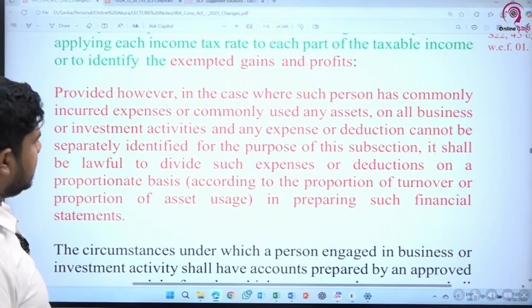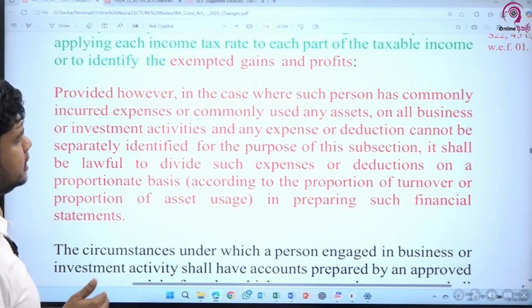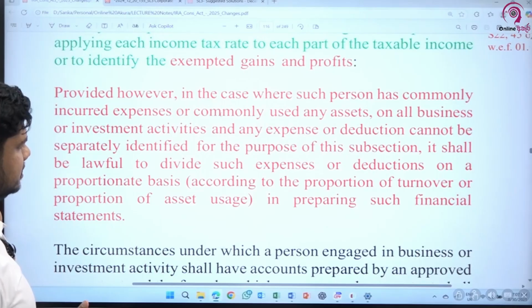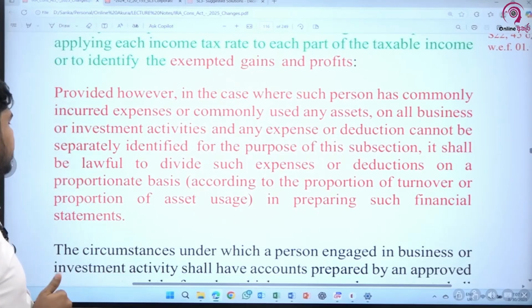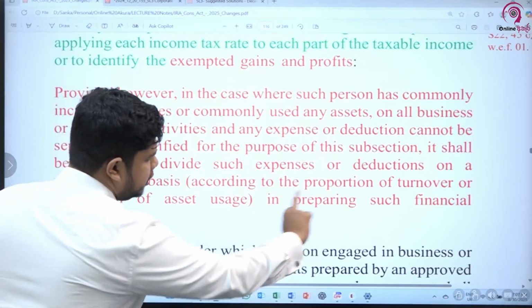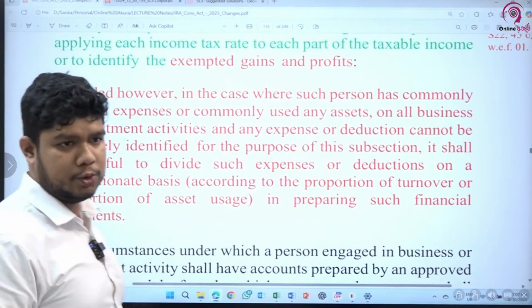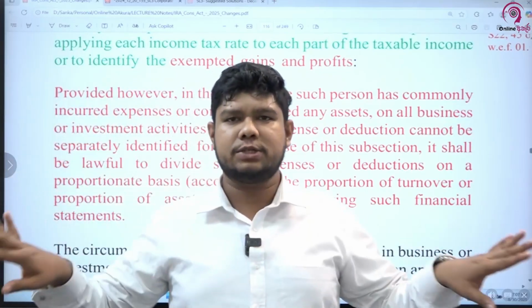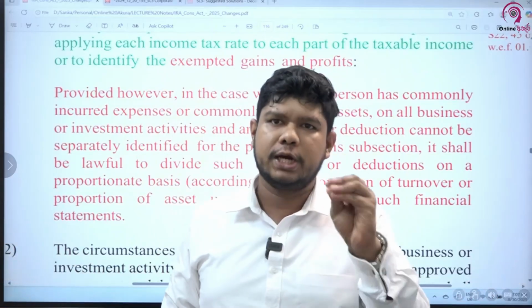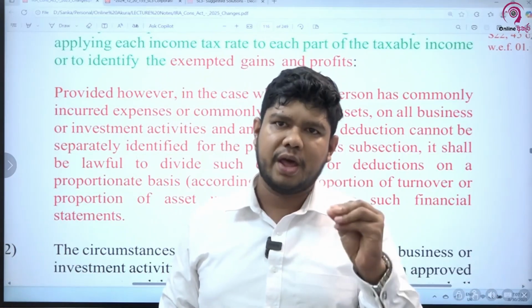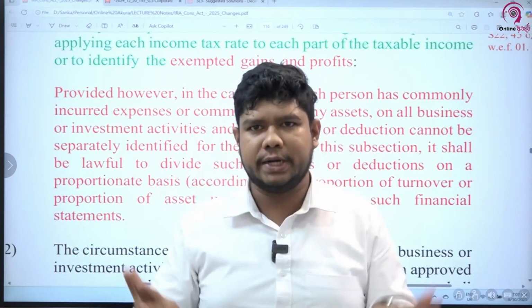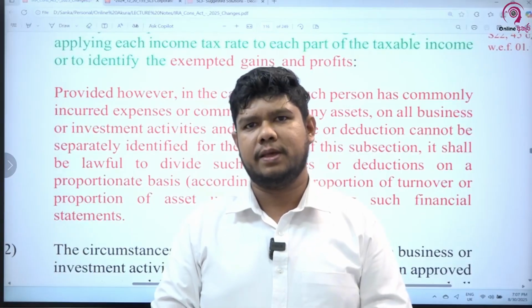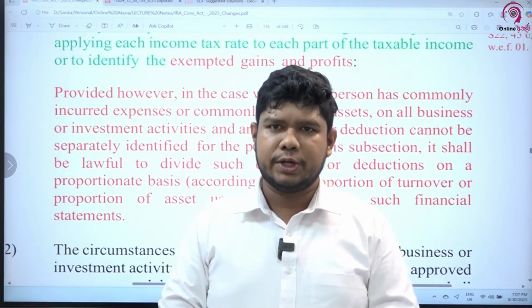And for the purpose of this, it shall be lawful to divide such expenditure or deduction on a proportionate basis according to the proportion of turnover, proportion of asset usage in preparing such financial statement. Proportion of turnover, proportion of asset usage. You can divide these expenses in proportion to your turnover. That is a very reasonable basis for you to allocate your expense between two activities, right? So remember that. And asset usage also.